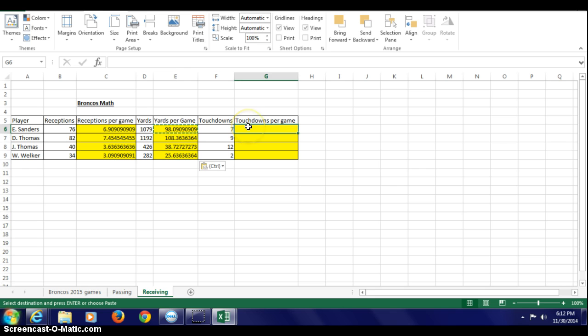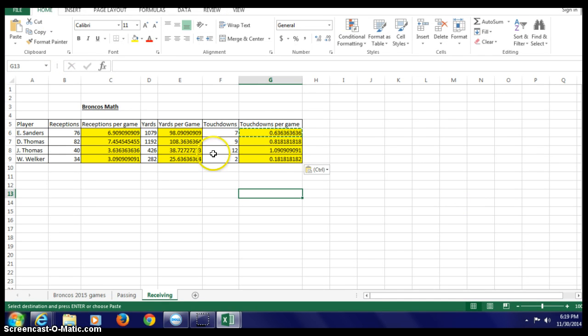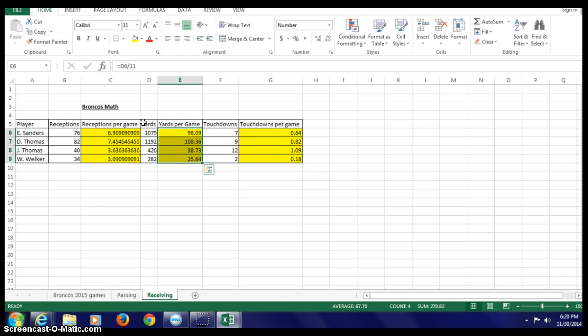For the touchdowns per game, we take the total touchdowns, which is cell F6, divided by 11 games, and then copy that down. And it'd be best to format this. So to format, we would highlight the cells, change it to number, and once we have that, we can just copy this format and then we have the stats in 2 decimal points.